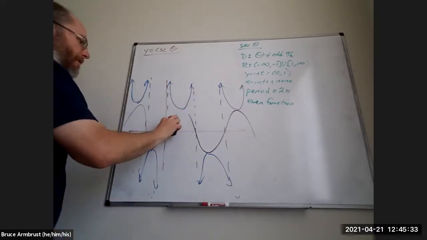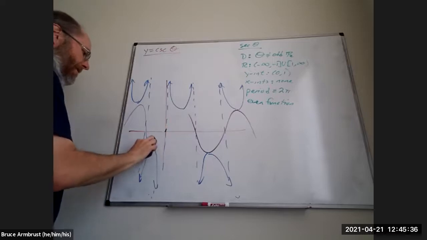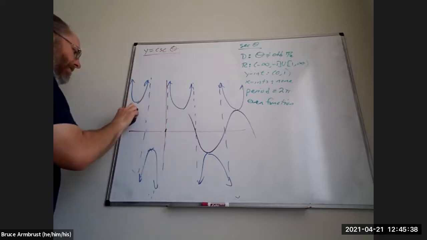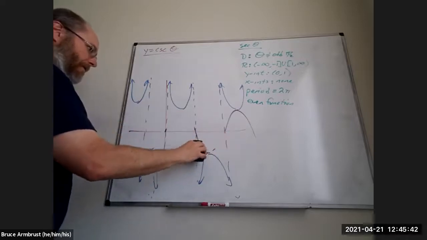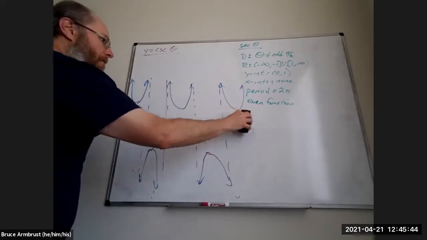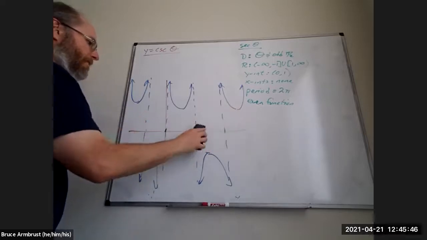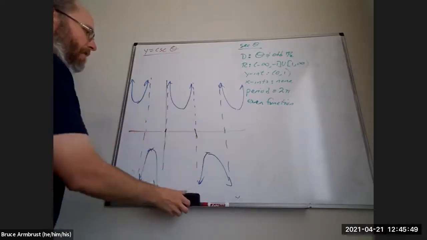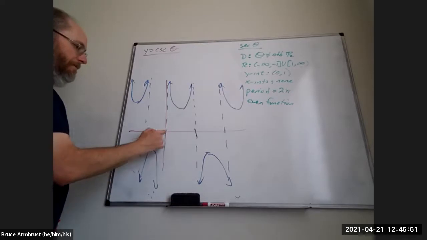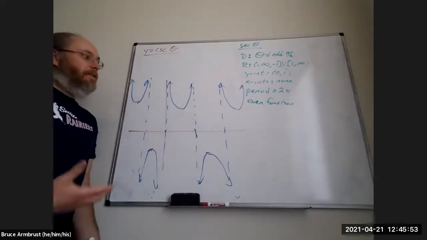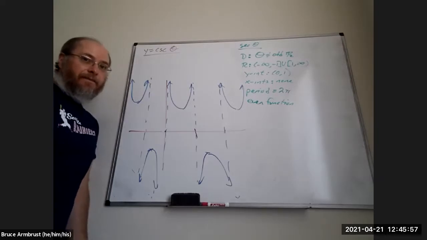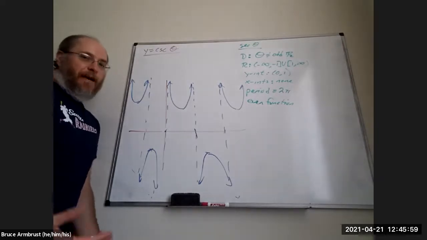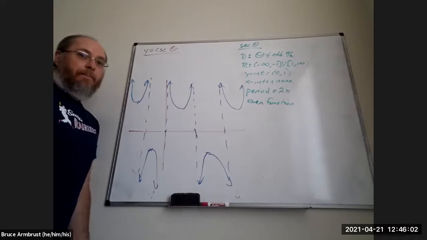All right, and now I'm going to erase the sine, just because I don't want it so cluttered. But there, my friends, is the graph of cosecant. So again, it looks a lot like secant. It smiles and frowns. But what's different about it?